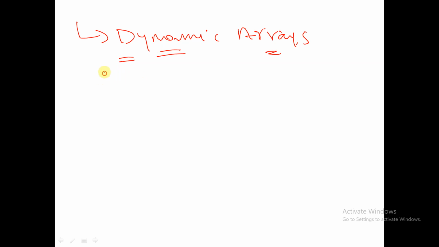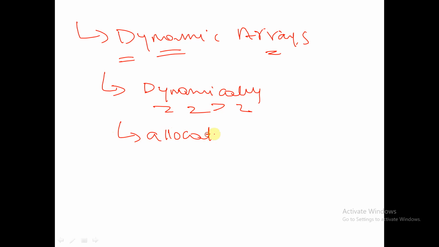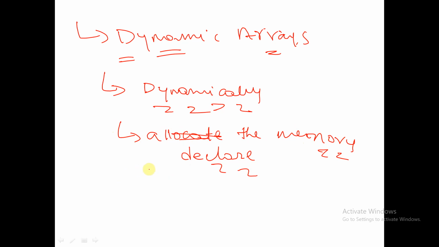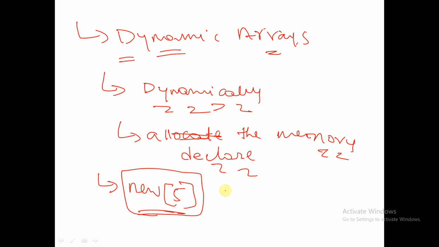Dynamic arrays are the arrays where the memory allocation takes place dynamically. That is, there is no need to declare the size of the memory before the compile time. During the runtime, we will declare the size of the array with the help of the keyword new. So with this keyword, we will give the size of the array. So the memory allocation of the dynamic arrays takes place during runtime.